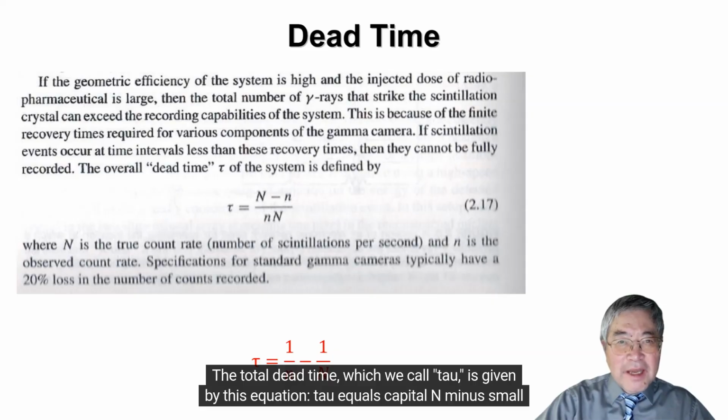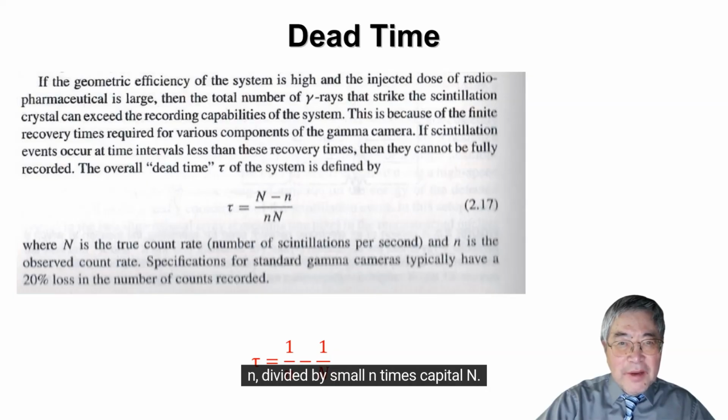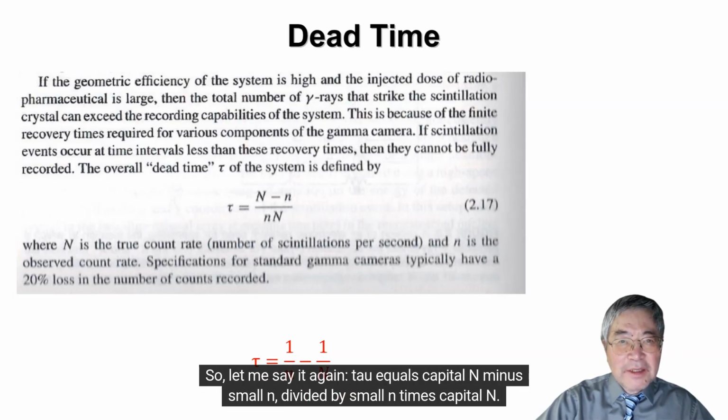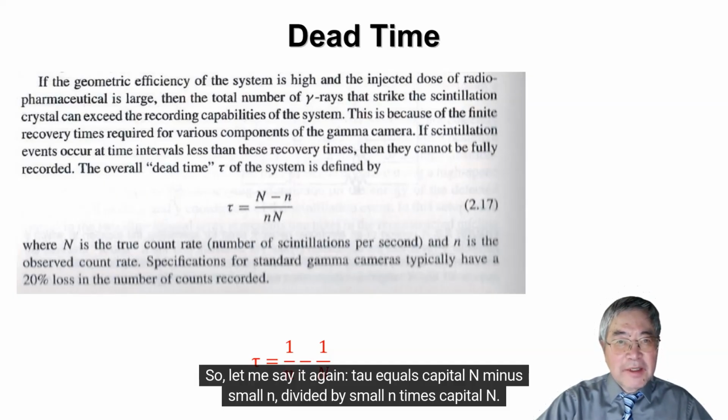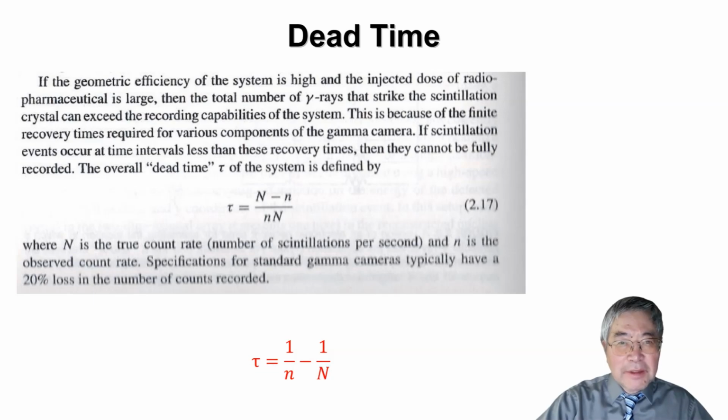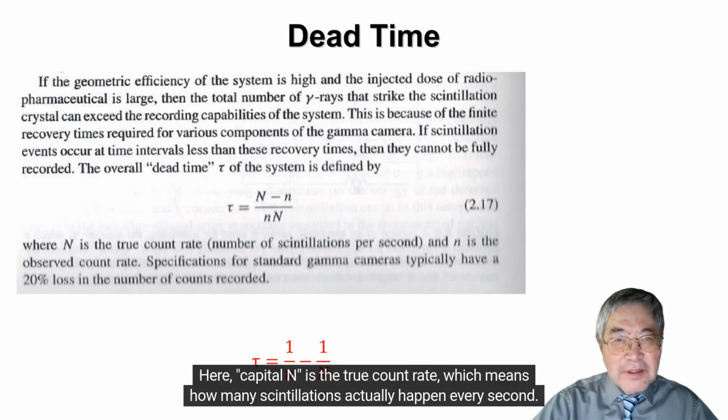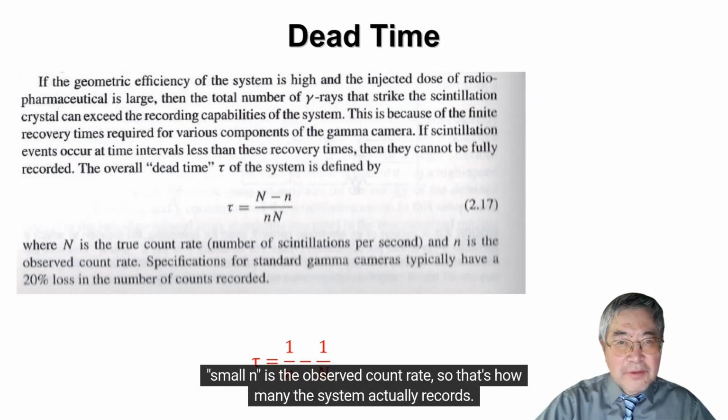The total dead time, which we call tau, is given by this equation. Tau equals (N minus n) divided by (n times N). Let me say it again: tau equals capital N minus small n, divided by small n times capital N. Here, capital N is the true count rate, which means how many scintillations actually happen every second. Small n is the observed count rate, so that's how many the system actually records.